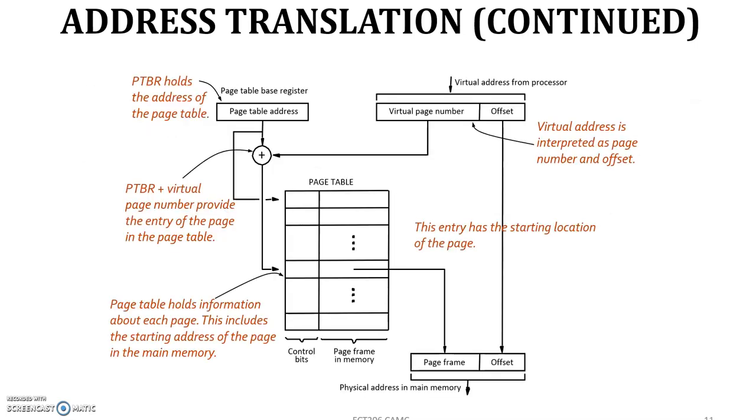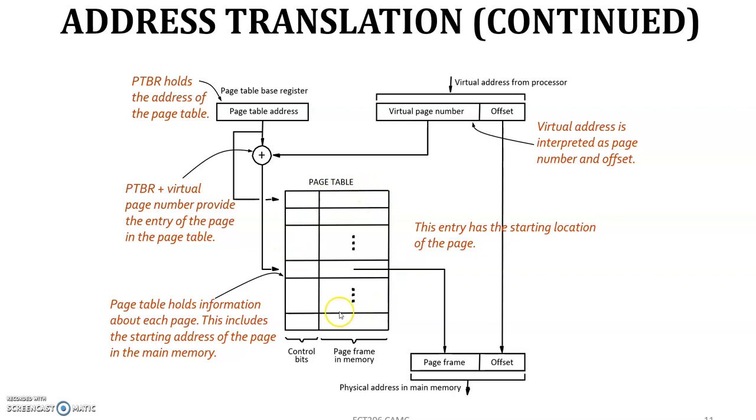You can see the figure: the processor is requesting the virtual address or logical address. This is the address requested by the processor. It contains two parts, the virtual page number and the offset. The virtual page number is added with the page table base register content. The page table base register contains the starting address of the page table. The page table holds the information about the data stored in the main memory, that is, the location of the data in the main memory and also some control bits.